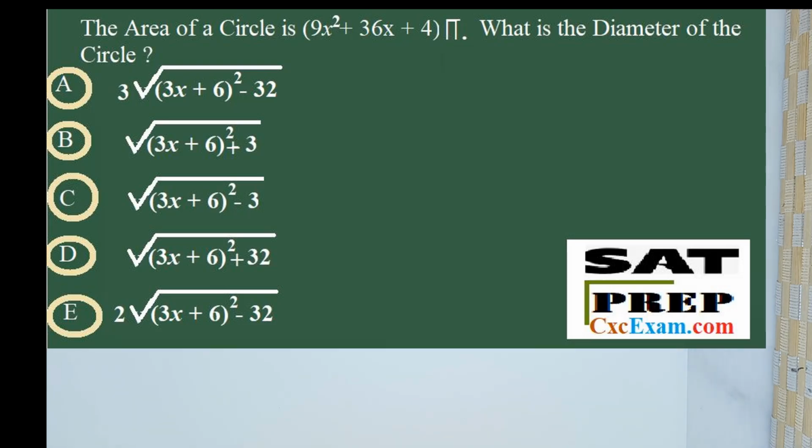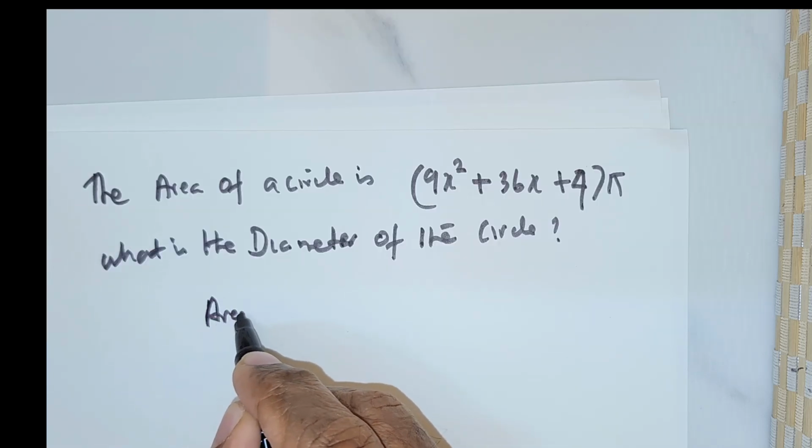Okay, you got this question. The area of a circle is (9x² + 36x + 4)π. What is the diameter of the circle? So we know this formula.